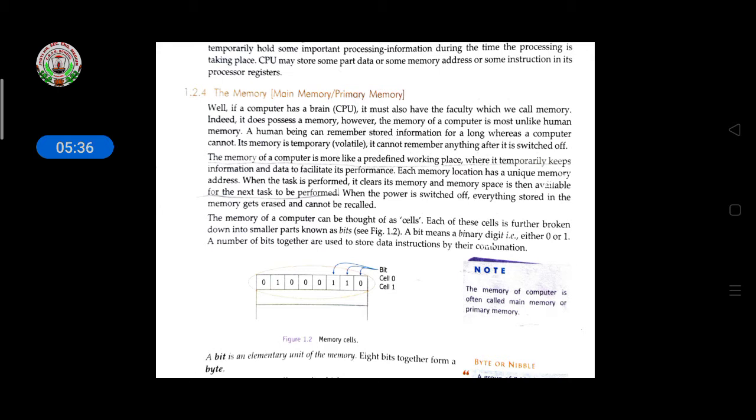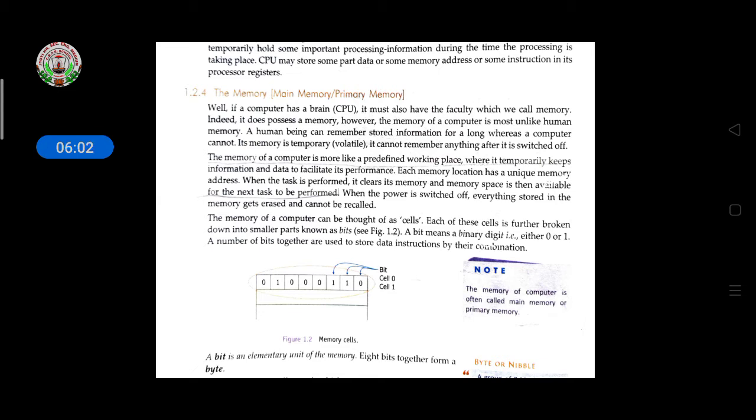The memory of a computer is more like a predefined working place. It is temporary and keeps information and data to facilitate its performance. Each memory location has a unique memory address. When the task is performed, it clears the memory and the memory space is then available for the next task. It means it has a permanent memory and a temporary memory.